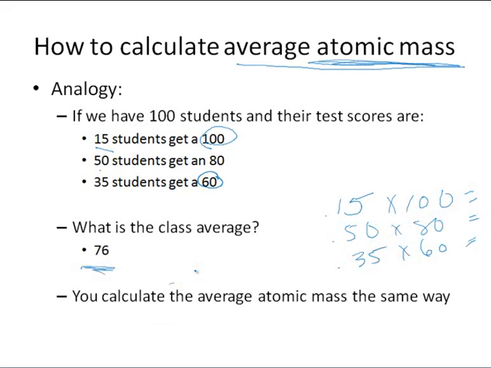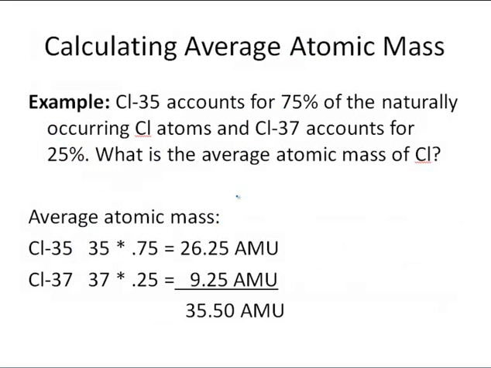Okay, so you calculate the average atomic mass in exactly the same way. So let's take a look. Here we have an example for chlorine. Chlorine-35 accounts for 75% of the naturally occurring chlorine atoms, and chlorine-37 is 25%. So what is the average atomic mass?